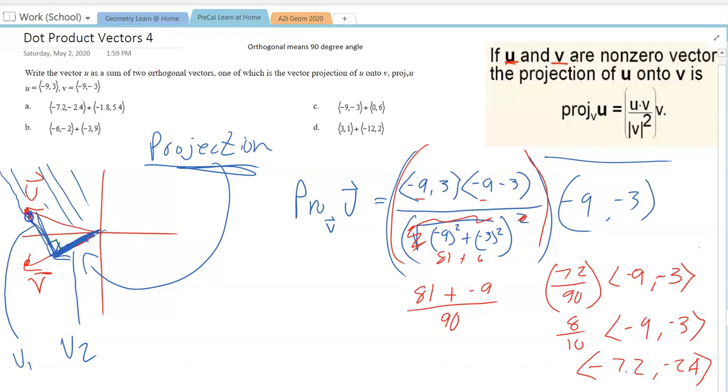So there's one, the other one, this one is answer choice A. That is one of the two orthogonal vectors. And if you wanted to make sure, you could do U equals U1 plus U2 and solve for U1. And you would end up getting this value here for U1 as well.